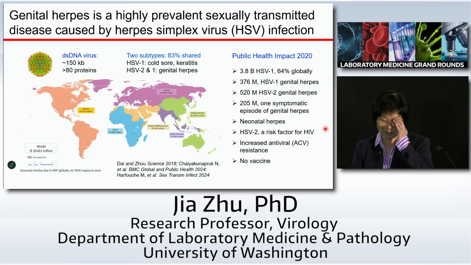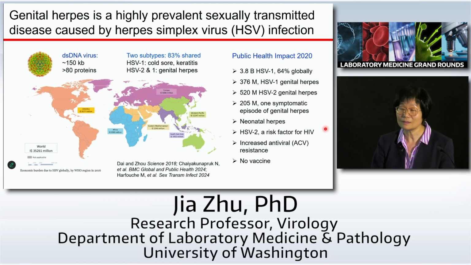In terms of treatment, right now we have antiviral therapeutics like acyclovir, but there is increased antiviral drug resistance occurring in immune-compromised patients. So far, there is no vaccine available, and all the candidate vaccines that showed great promise in the murine model failed to protect in human clinical trials. That really emphasizes the importance of understanding HSV pathogenesis in humans.